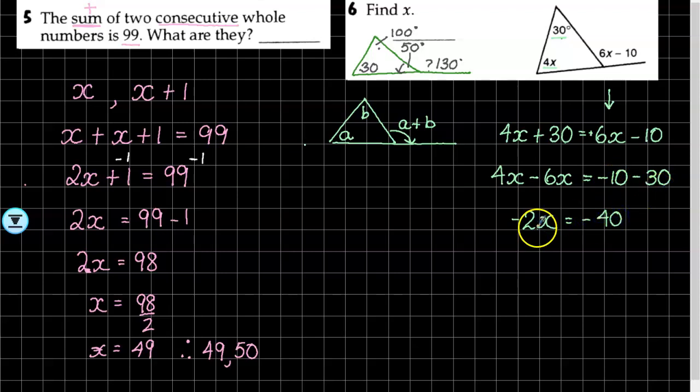How do I get rid of a times negative 2? We're going to divide by negative 2. Now, two negatives make a positive, therefore x is 20. Okay, we check. It didn't ask us to find the actual angles. It asked us to just find x, so we are done.